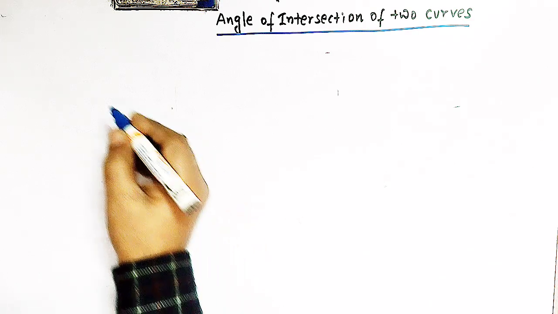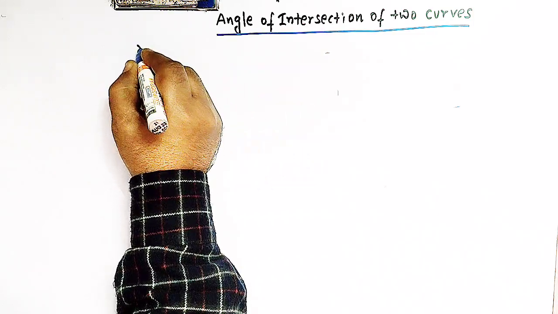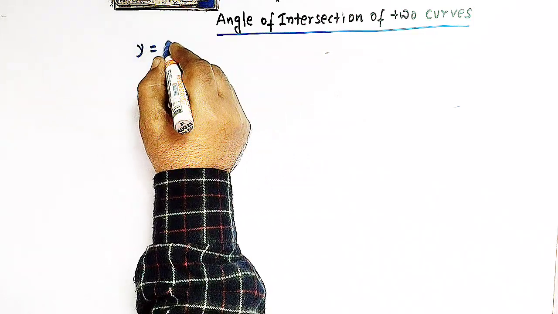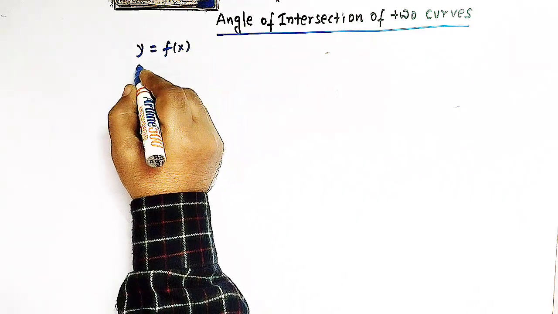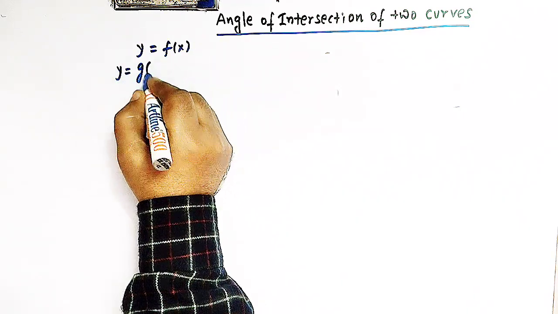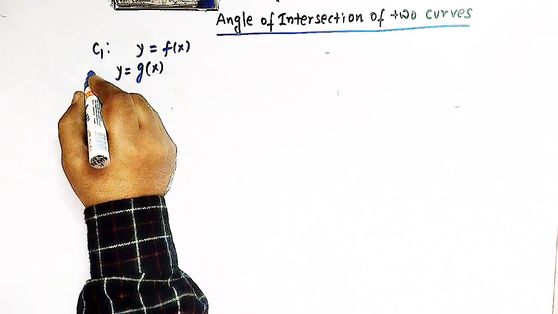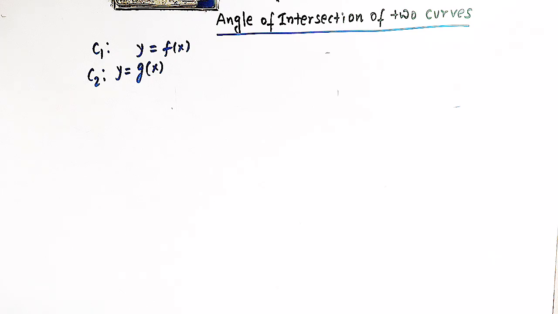Now consider the equations of two curves. Suppose the first curve is given by y is equal to f of x, and the second curve is given by y is equal to g of x. So this is curve c1 and this is curve c2.